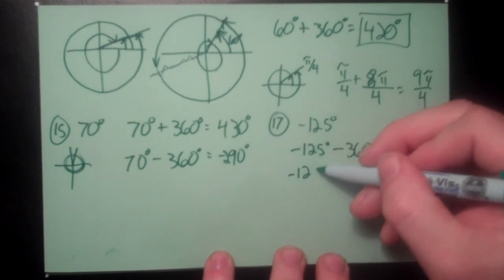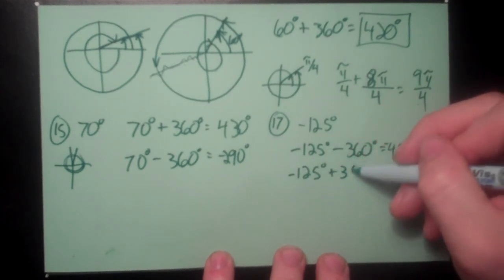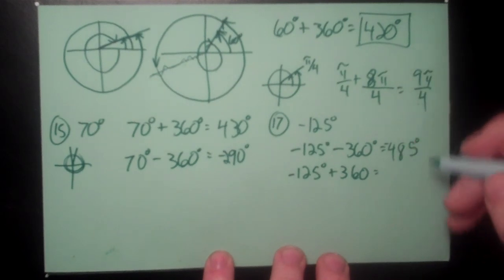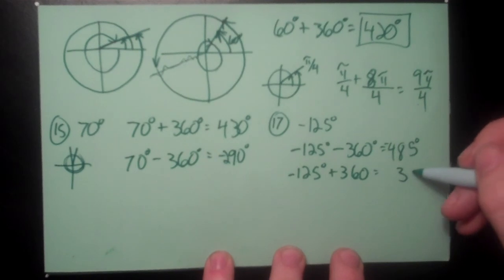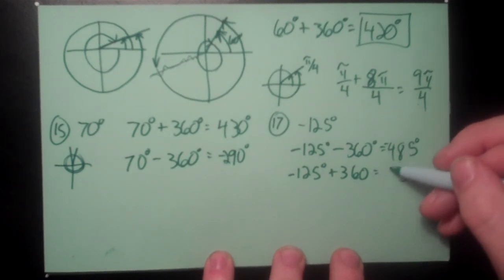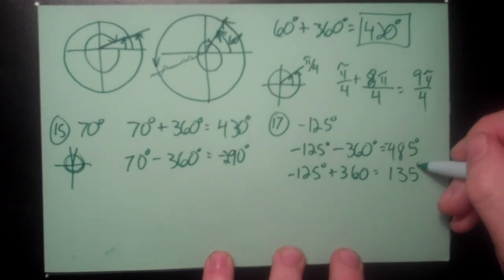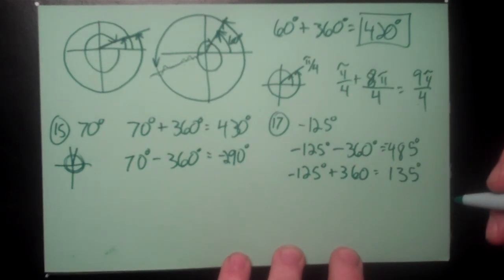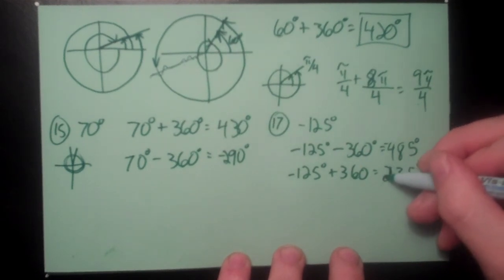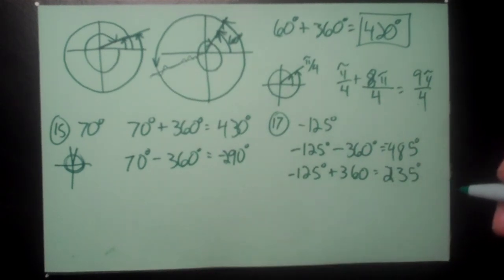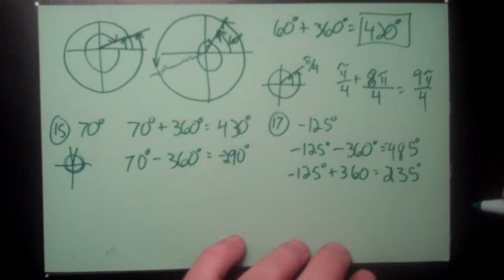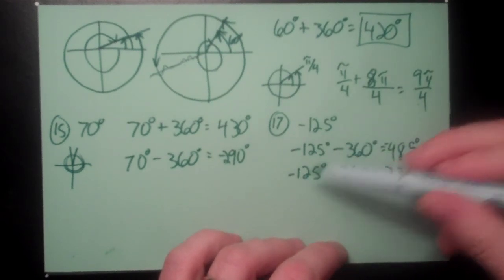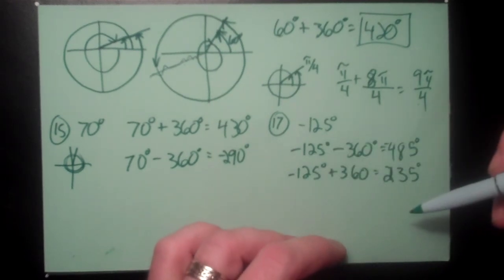Now let's take negative 125. We want to go in the positive direction, so let's add 360. Okay, so let's see, that would be 135 degrees. No, that doesn't seem right. No, 235 degrees. So positive 235 degrees is coterminal with negative 125, and negative 485 is coterminal with negative 125.